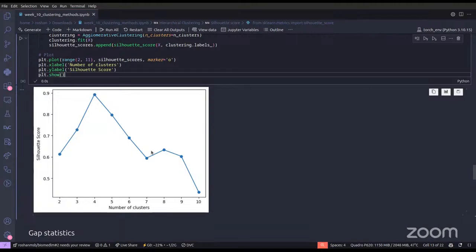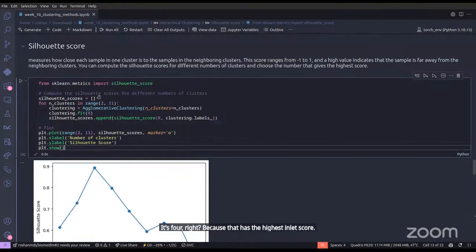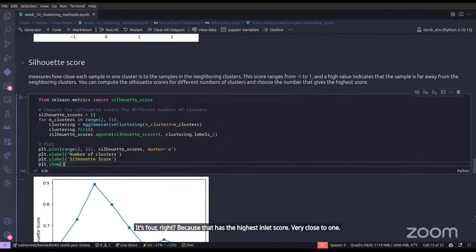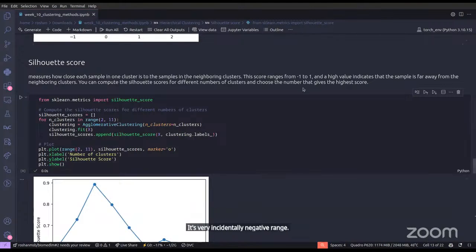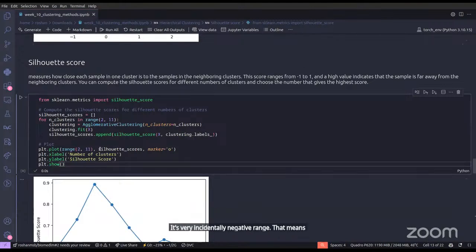It's four, right? Because that has the highest silhouette score, very close to one. This one is in the negative range. That means the separation clustering is not good. Okay.